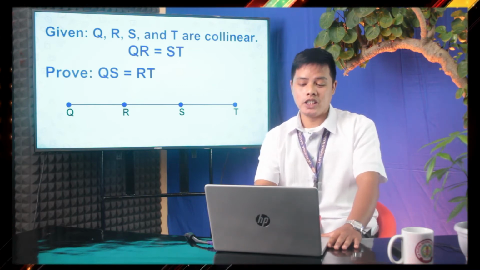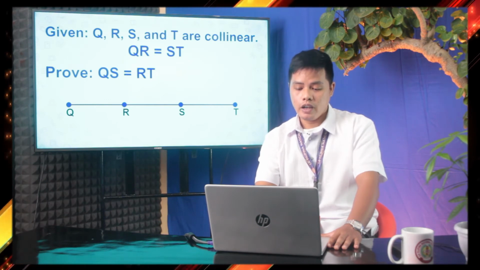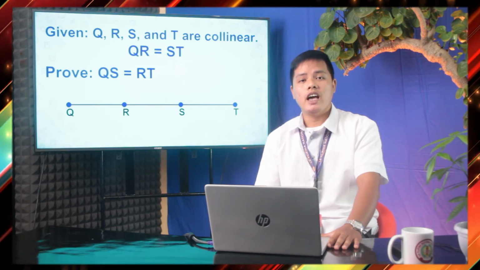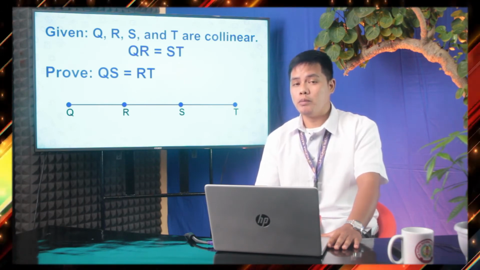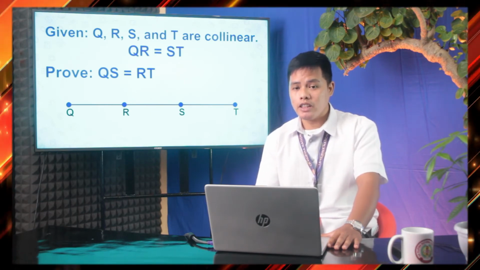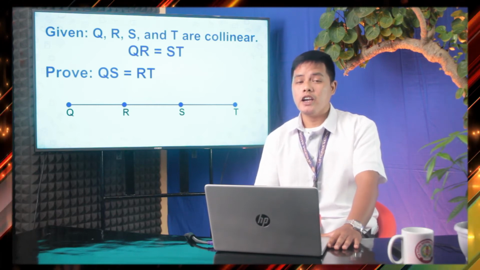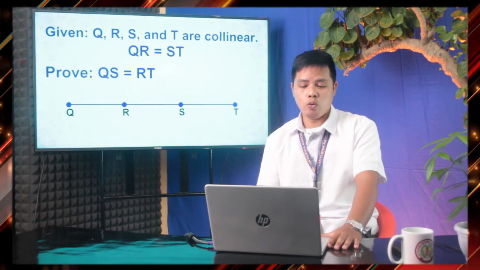Well, of course, it is still given. How about this? Line segment RS and line segment RS will be equal to line segment RS. What property applies to that? It is the reflexive property of equality.